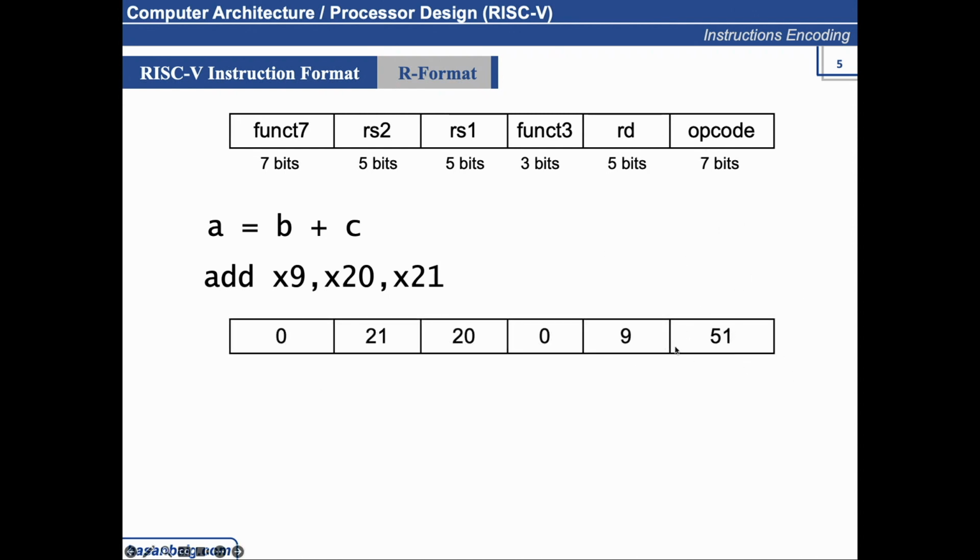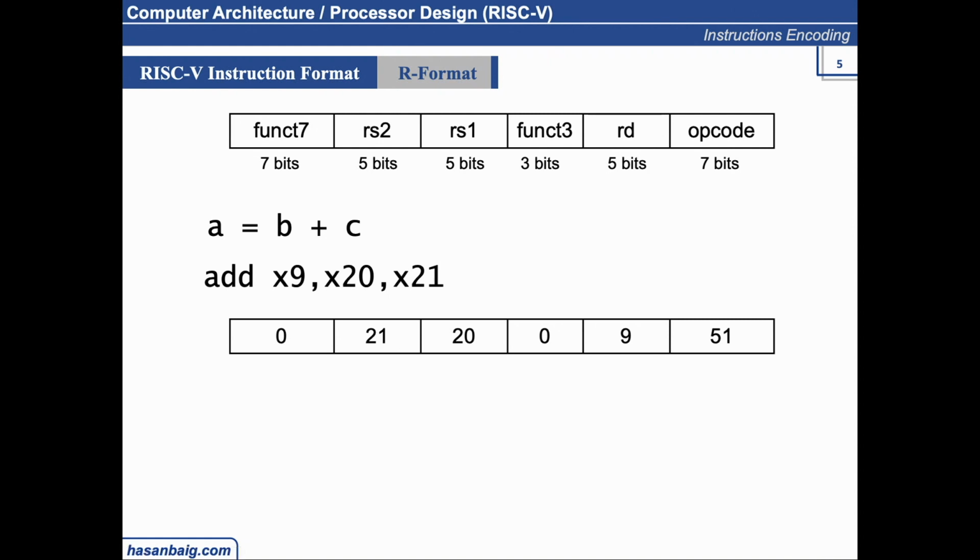So for the opcode, add has a specific standard opcode, which is value 51. Whenever the computer or the processor hardware reads the first 7 bits, and if it is 51, then it means that it has to perform the add operation. Add operation among what contents? Here is source register 1, which corresponds to x20, and source register 2, x21. These are just the names of the registers. These are not the actual contents.